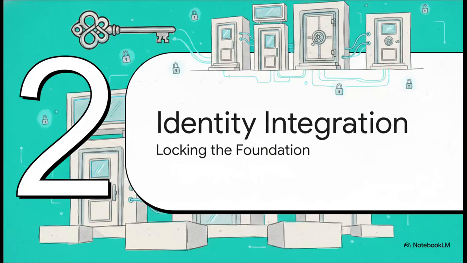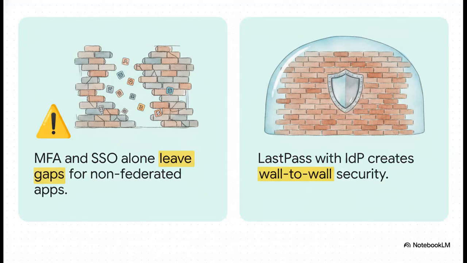Which brings us to Section 2, identity integration. In layman's terms, this is basically cutting one single, highly secure master key for your entire digital office building. Now you might be wondering, isn't our current setup enough? Well, traditional security setups often fall incredibly short these days. Relying purely on multi-factor authentication and single sign-on, it just isn't enough anymore.